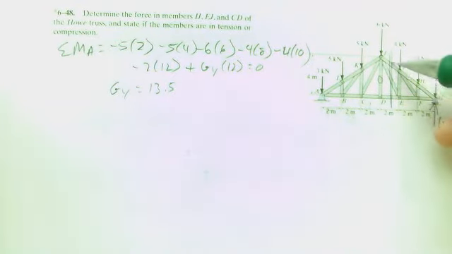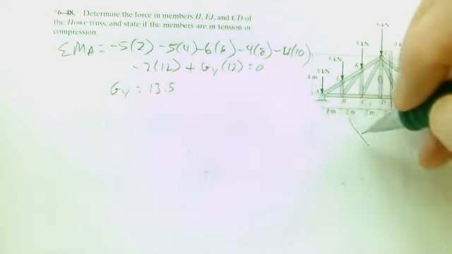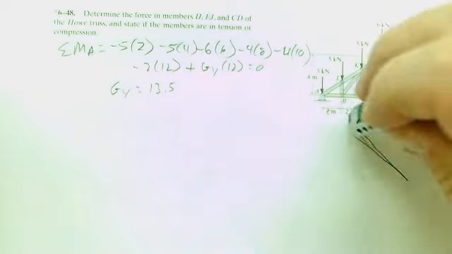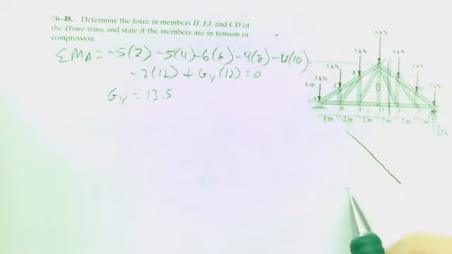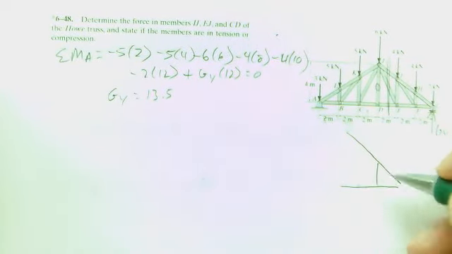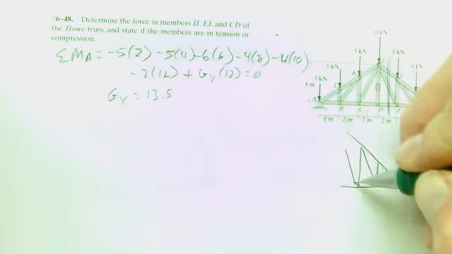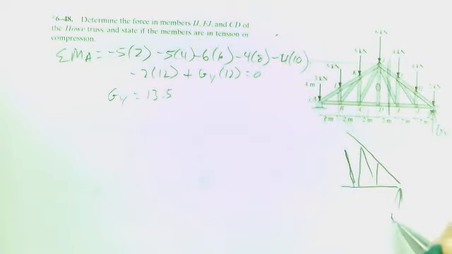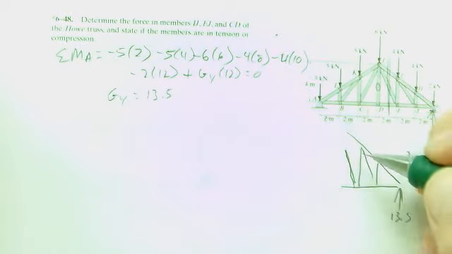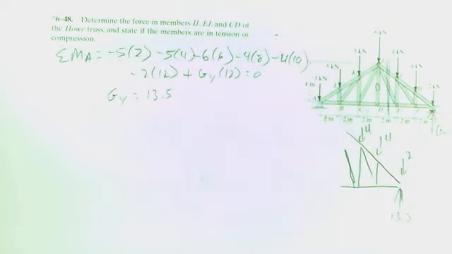So now I'm going to redraw. I'm going to cut it here and redraw my new object here. It goes something like this. 13.5, 2, 4, and 4.